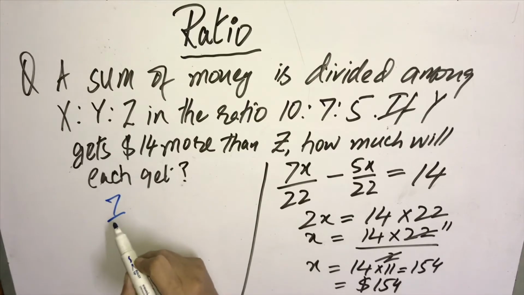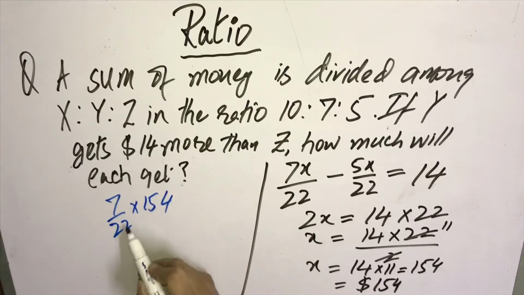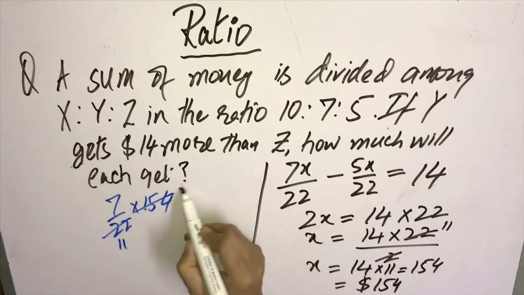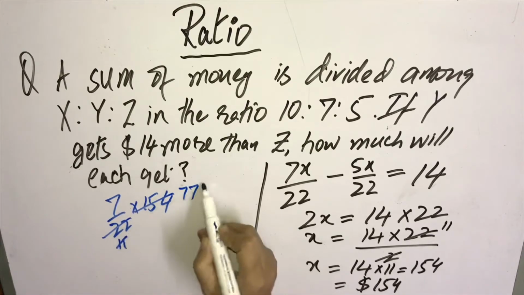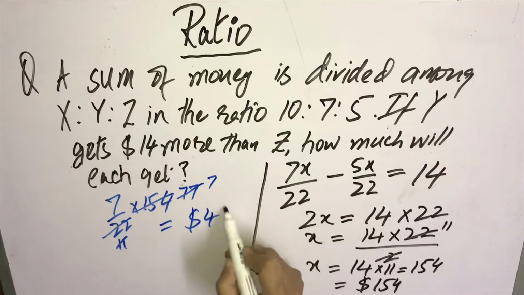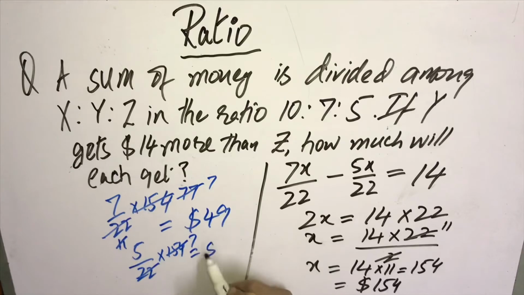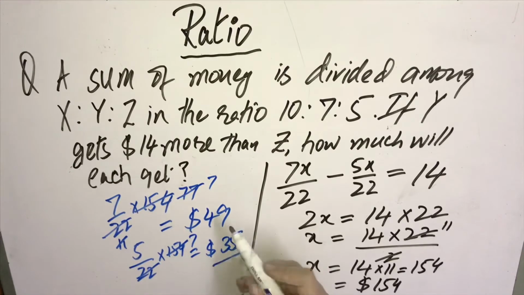Now if we want to find the amount Y gets, it is 7/22 multiplied by 154, which is $49, what Y gets. And $35 is what Z gets, which is $14 less than Y.